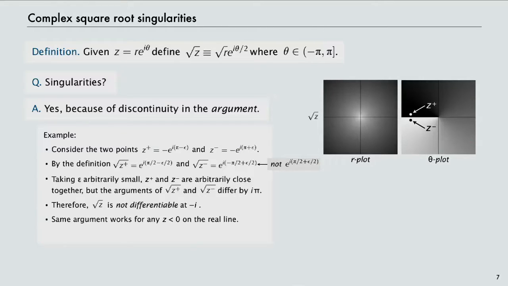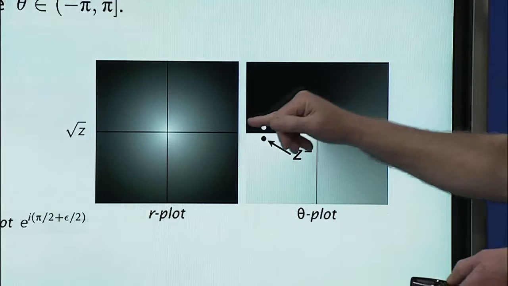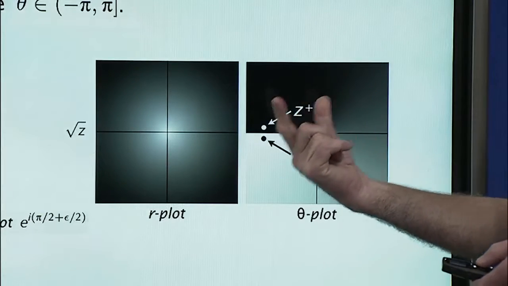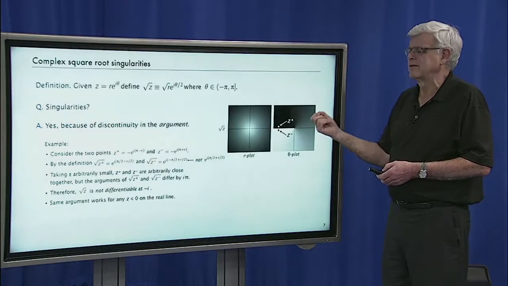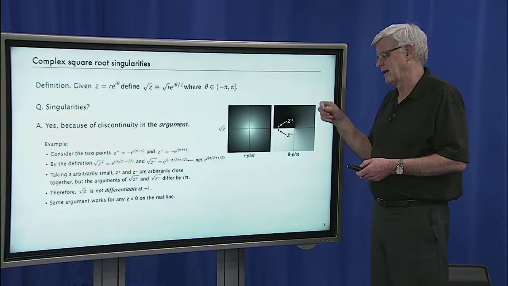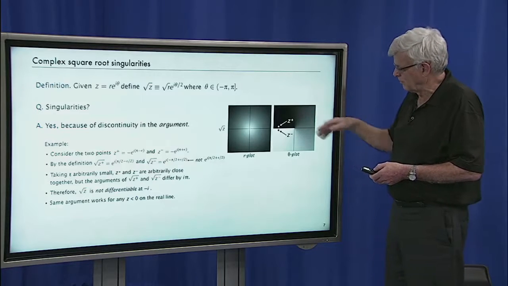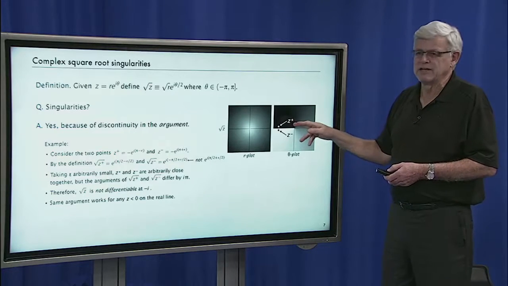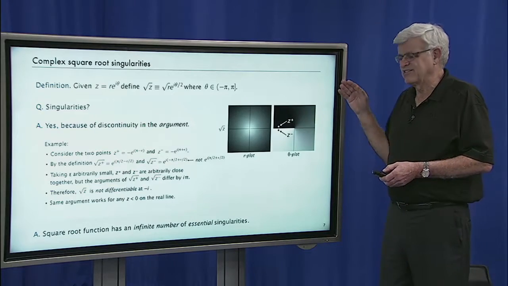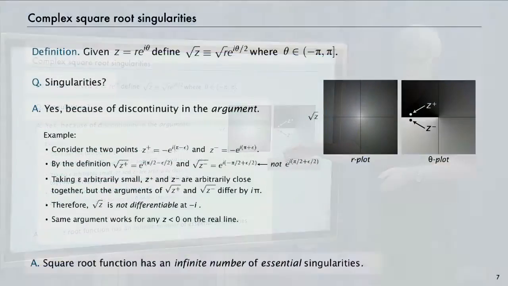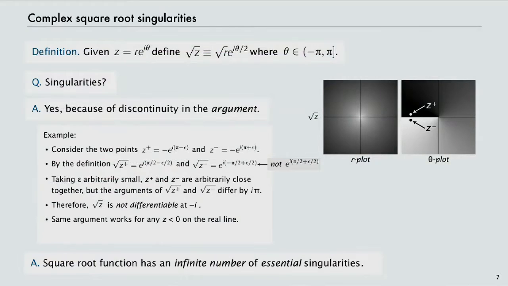And the thing is that it works for any z on the negative real line. It's not differentiable, and there's an infinite number of points there all clustered together. So they're not isolated. A pole is something that's isolated. We're going to multiply by 1 minus z to the order of the pole and get rid of it. With these, you can't do that. There'll always be another one right next to it. So that's called an essential singularity, and the complex square root function has an infinite number of essential singularities.